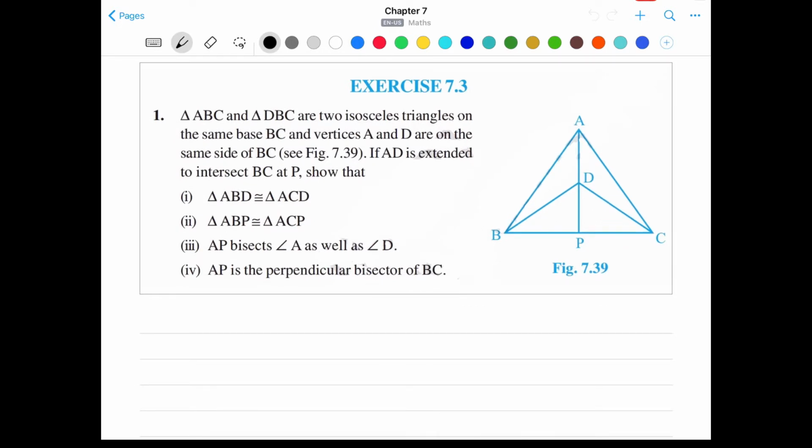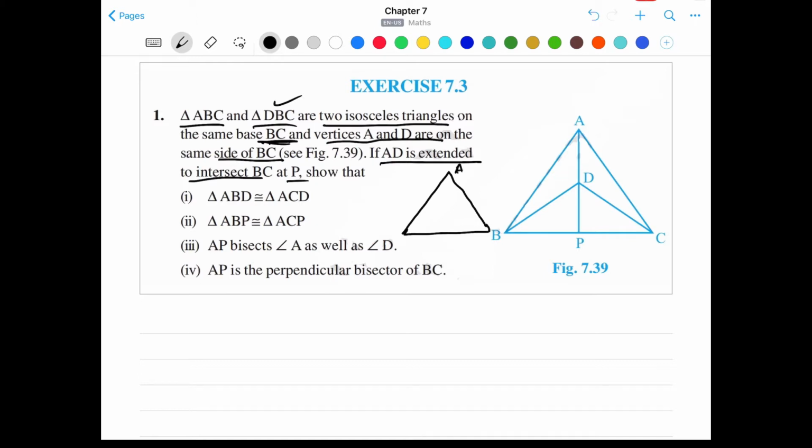triangles ABC and DBC are two isosceles triangles on the same base. It's also given that the vertices A and D are on the same side of BC. AD is extended to intersect BC at P. So simply, we have two isosceles triangles. Let's say this first one is ABC, and there is another isosceles triangle which is DBC, and they are on the same base BC.